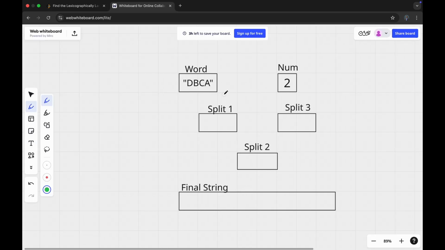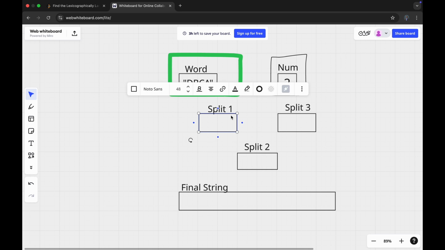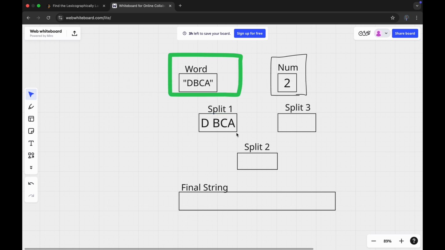Okay, now we took a word dbca, and we are told to split dbca into 2 groups. What are the possible ways we can split dbca into 2 groups? The first possible split is d as one substring and bca as the other substring, and we are told to put the substrings into the box. So we put this split one in the box, d and bca.